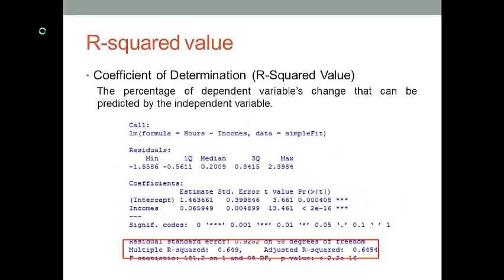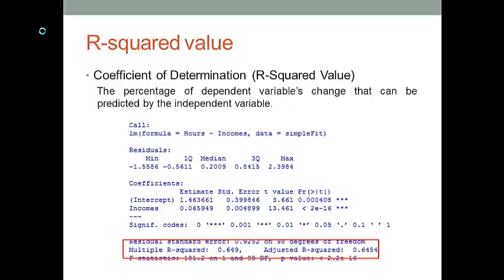The third factor we want to look at in the analysis report is the r-squared value. The formal name for r-squared value is the coefficient of determination. It shows the percentage of the dependent variable's change that can be predicted by the independent variable. In the R report, we have a multiple r-squared value or the adjusted r-squared value. You can use either one of these two values. Let's use the adjusted r-squared value as an example.